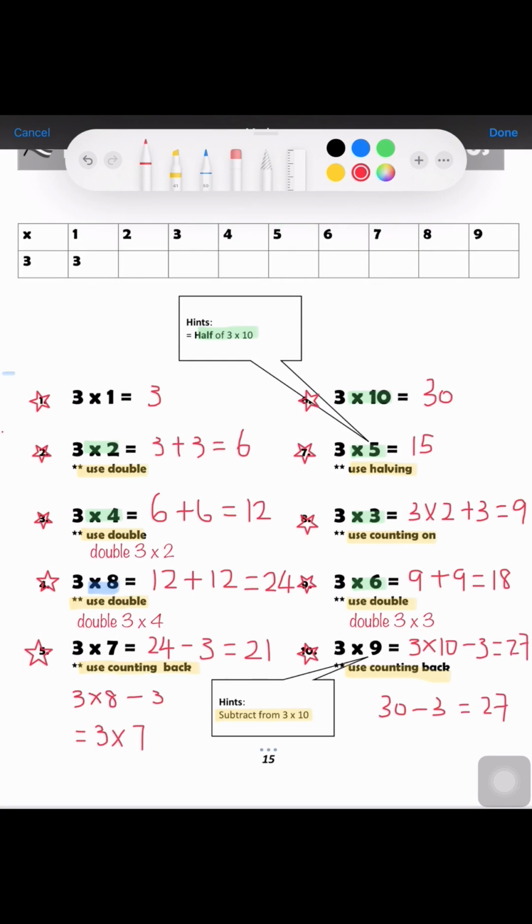Okay, now we have found all the multiples of 3. Let's fill in the tables above. 3 times 1 is 3. 3 times 2 is 6. 3 times 3 is 9. 3 times 4 is 12. 3 times 5 is 15. 3 times 6 is 18. And then 3 times 7 is 21. 3 times 8 is 24. 3 times 9 is 27.